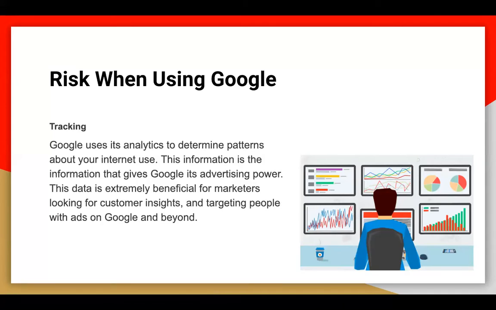Google uses its analytics to determine patterns about your internet use. This information gives Google the power to advertise, to give custom advertisements and other things like that. It's extremely beneficial for marketers looking for customer insights and targeting people with ads on Google and beyond. So if Google knows that you like to search up a lot of things about sports, say maybe you like to look up things about the NFL scores or something like that, it could try targeting you to visit a certain website or something like that.